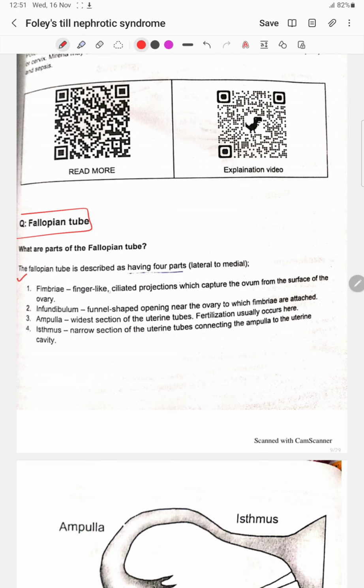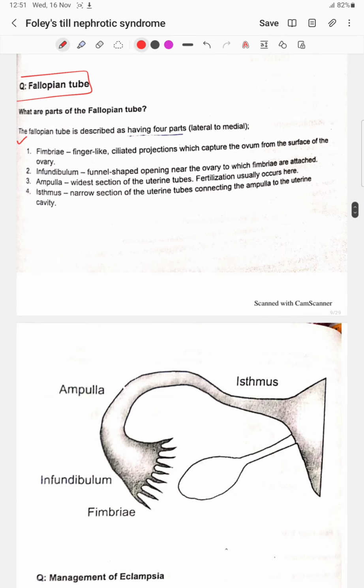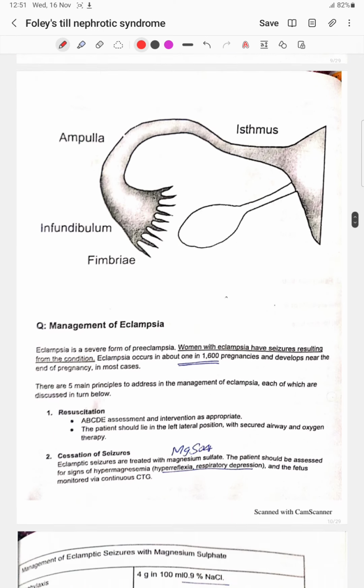Number one is the fimbria, finger-like slated projections which capture the ovum from the surface of the ovary. Infundibulum, the funnel-shaped opening near the ovary to which the fimbria are attached, and the ampulla, the wider section of the uterine tube. Fertilization usually occurs here. And the isthmus, the narrow section of the uterine tubes connecting the ampulla and the uterine cavity.